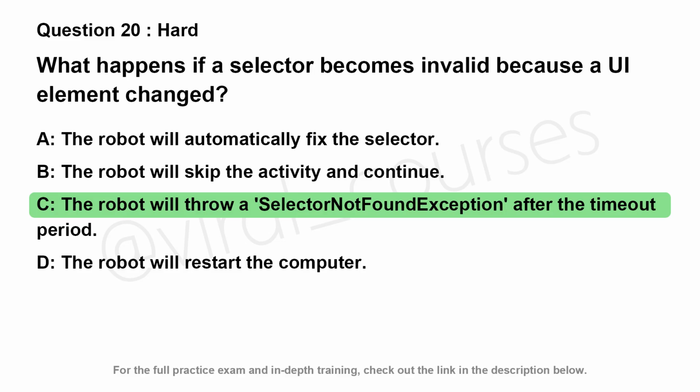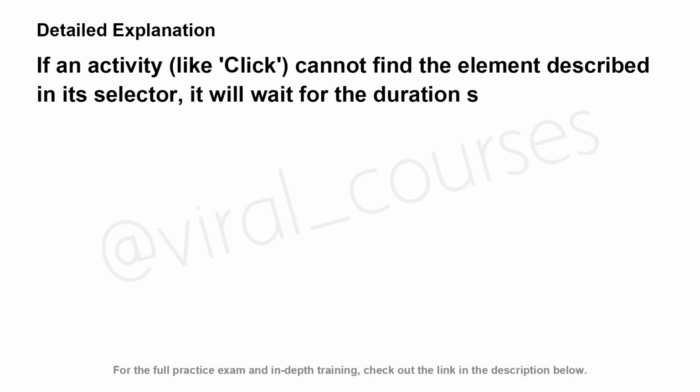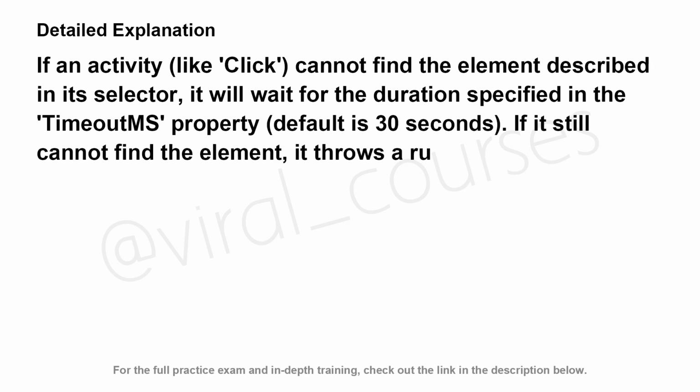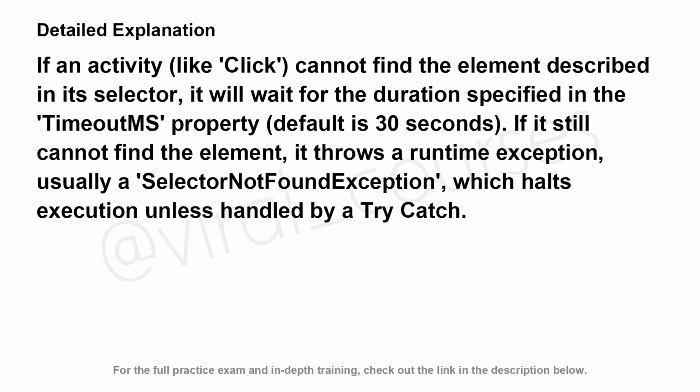The correct answer is C. If an activity, like click, cannot find the element described in its selector, it will wait for the duration specified in the timeout ms property. Default is 30 seconds. If it still cannot find the element, it throws a runtime exception, usually a selector not found exception, which halts execution unless handled by a try-catch.